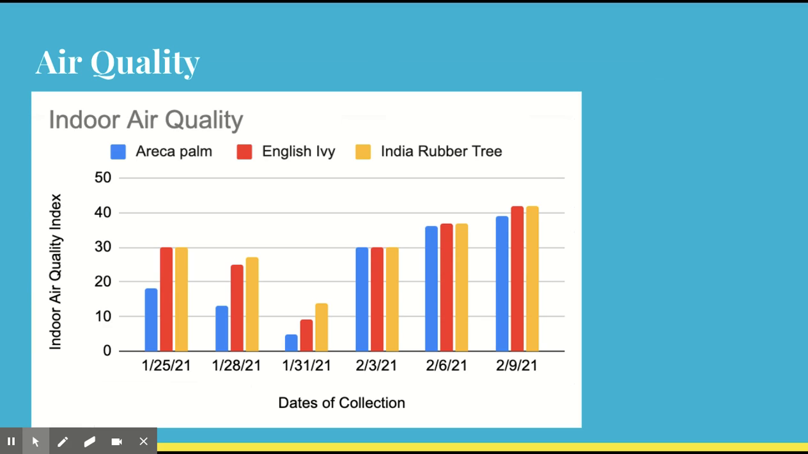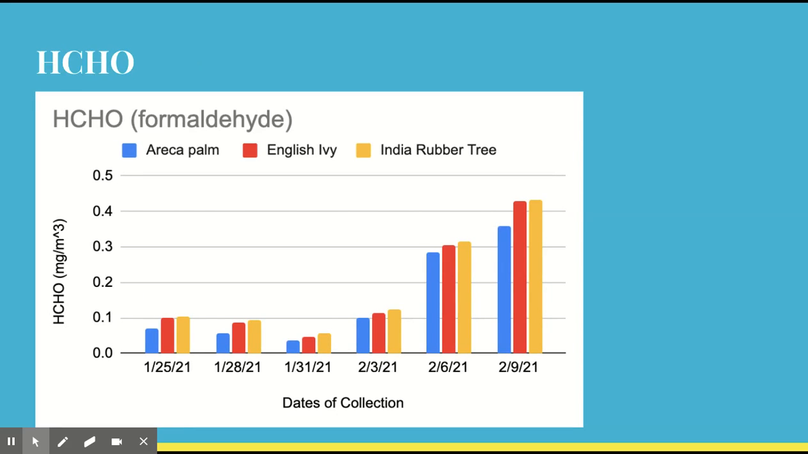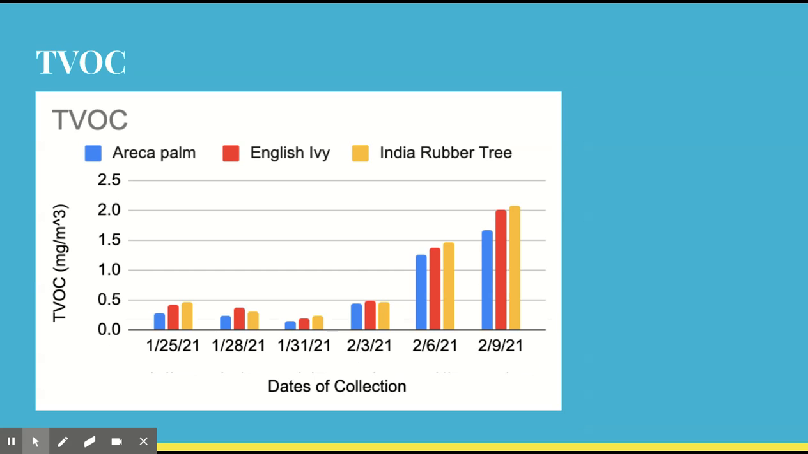Air quality. You can see at the beginning that the Areca palm was the lowest, then the second half went up and started to be similar to the English ivy and India rubber tree. HCHO. The amount of HCHO was relatively low for the first couple days and then tripled after the next days.